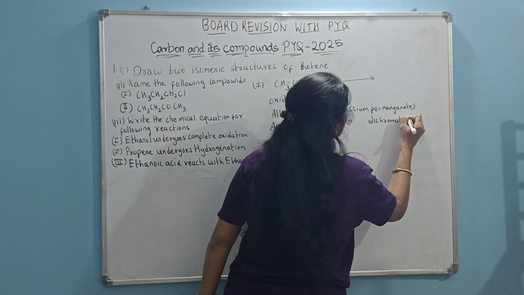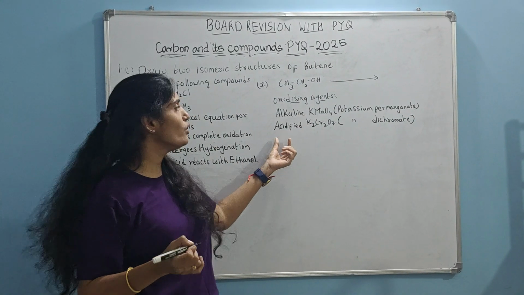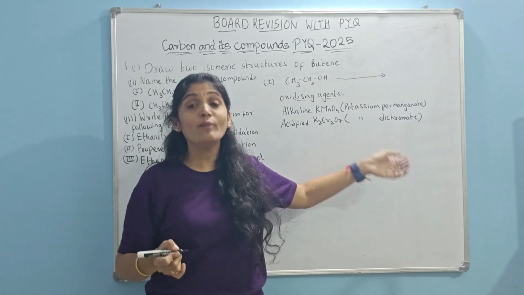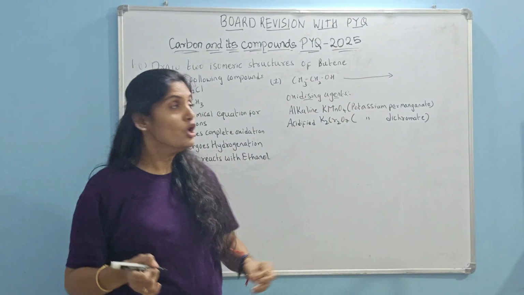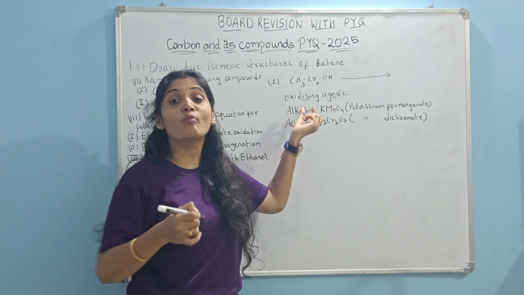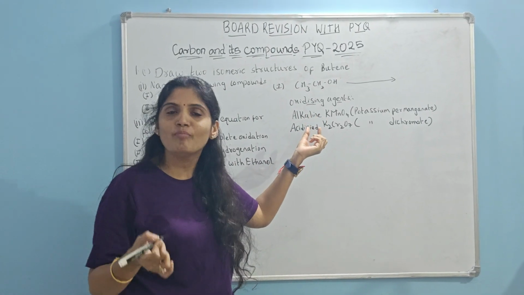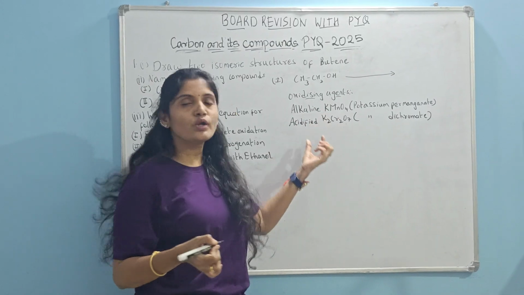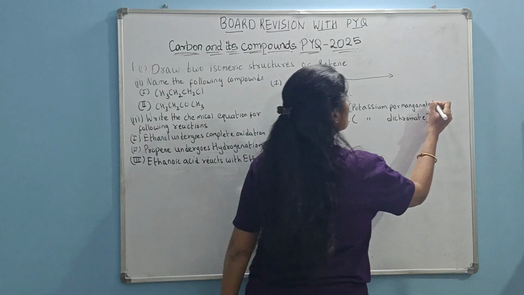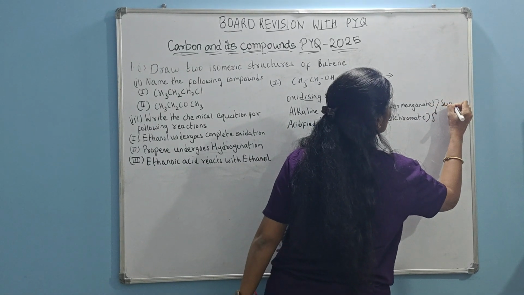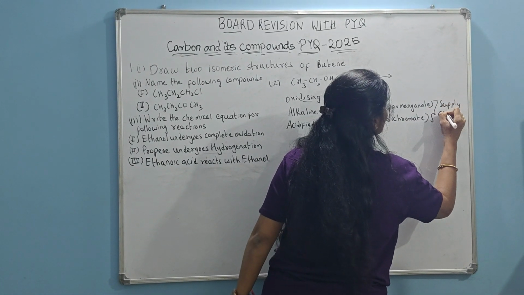So what is the role? Either you can use alkaline KMnO4 or you can use acidified potassium dichromate. Be very clear, you cannot write just potassium permanganate or dichromate and leave that. The potassium permanganate should be used in alkaline basic condition. Here K2Cr2O7 has to be used in acidic condition. Now what is the role of these two oxidizing agents? They supply oxygen.